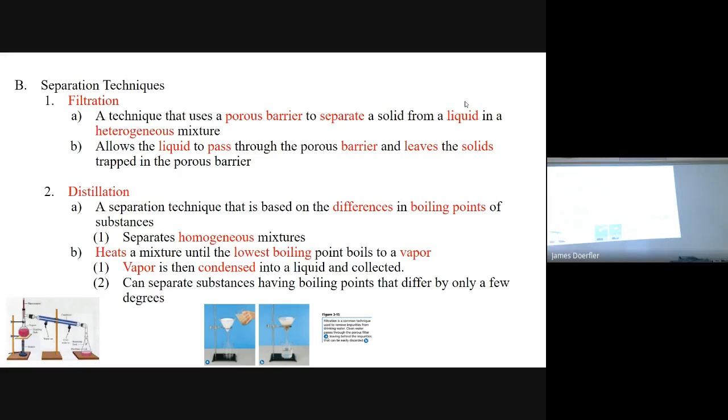Your second one is distillation. This uses differences in boiling points of substances. And distillation is typically used for homogeneous mixtures. Okay? What happens is you take the homogeneous mixture, so for instance, like your salt water, and you heat it up. You heat that mixture up until the substance with the lowest boiling point is going to start to boil off and turn into vapor.